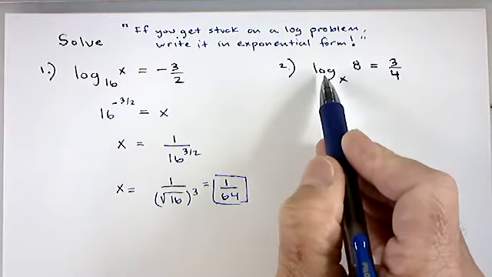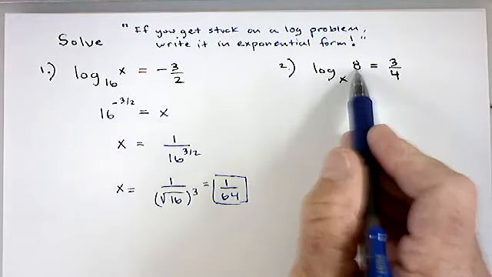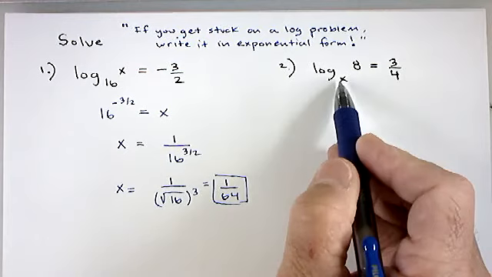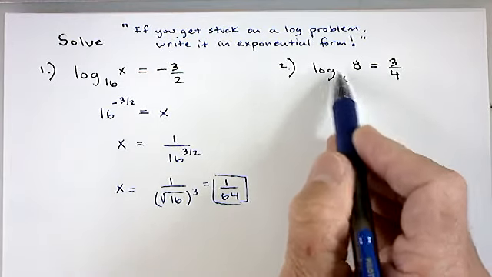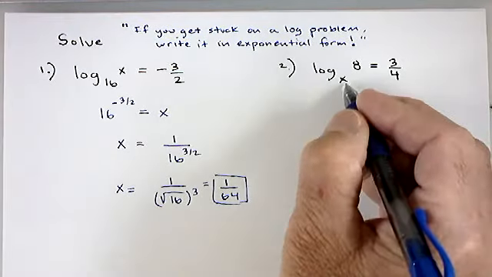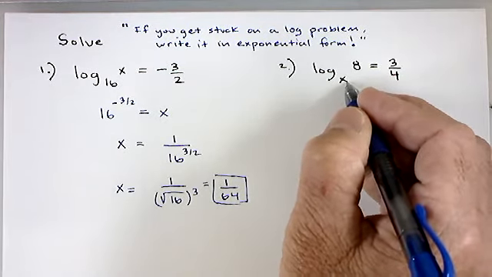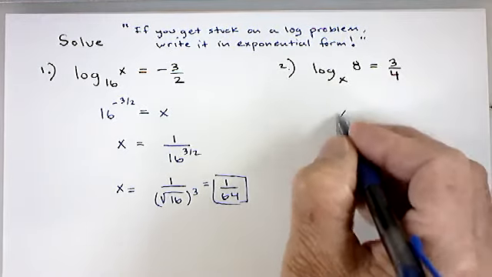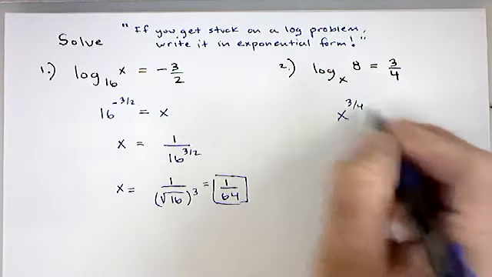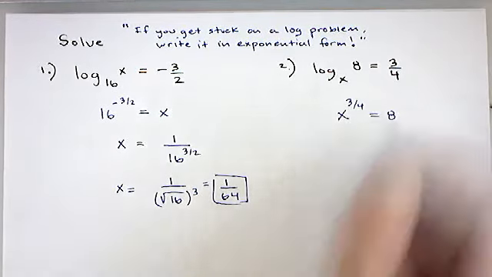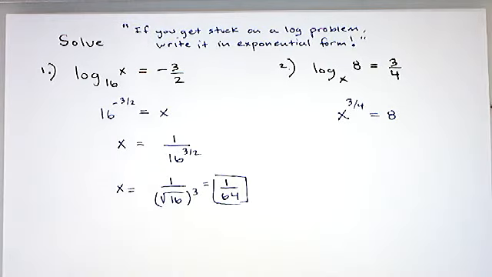The next problem here: log base x of 8 equals 3/4. I'm stuck on this, so what I'm going to do is write it in exponential form. Same strategy. This time, however, it's going to look like this: x to the 3/4 equals 8. So I have to solve this for x. I have to unlock this.